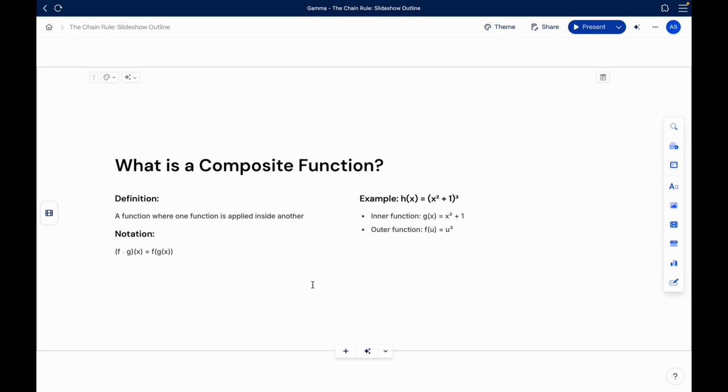functions. A quick example is h of x is equal to (x squared plus 1) to the power of 3. Now the inner function, which is g of x, is equal to x squared plus 1, but then the outer function, which you can say as f of u, is u cubed, where really if we did the whole function, u would be replaced with x squared plus 1.